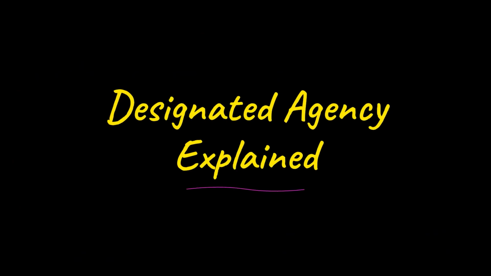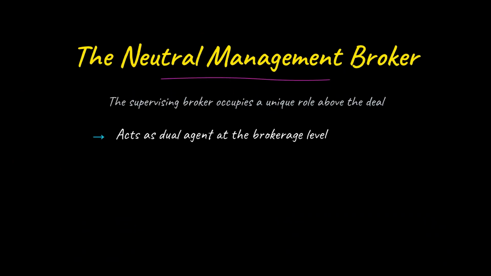Designated agency is a structure that allows one Ohio brokerage to fully represent both a seller and a buyer in the same transaction, without either client losing out on dedicated advocacy. The broker assigns one licensee to represent the seller and a separate licensee to represent the buyer. A strict information barrier sits between them. What each client shares in confidence stays only with their own agent. Above both designated agents sits the management level broker, who serves as a neutral dual agent for the firm as a whole.